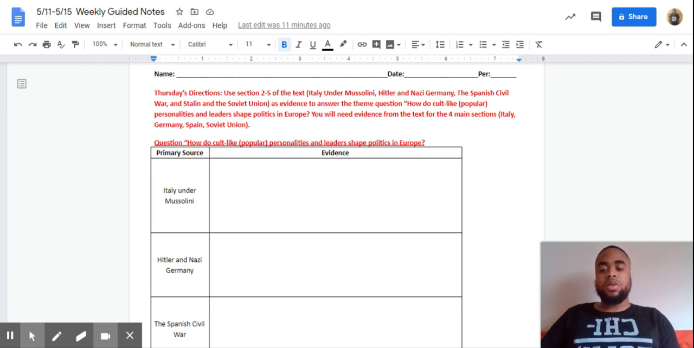For example, in Italy, Mussolini was a very powerful leader. Fascism is like his middle name; historians associate him with fascism. In the start of it, he partners with Hitler, and together they create this really weird alliance. In the evidence part, I will put a quote describing what Italy was like under Mussolini.